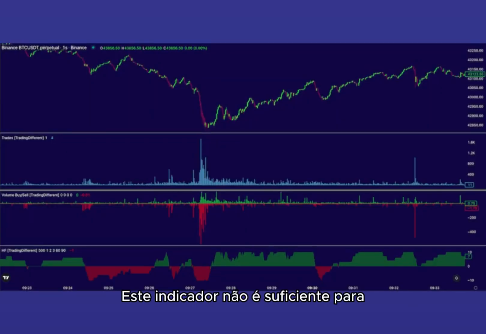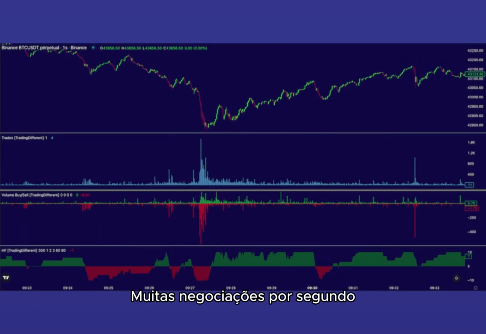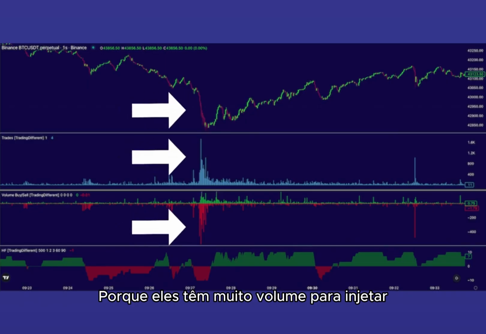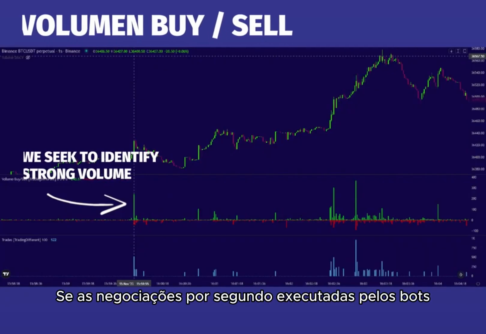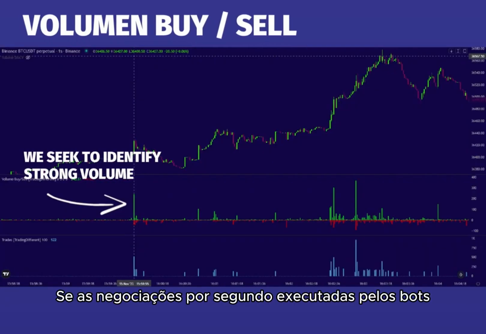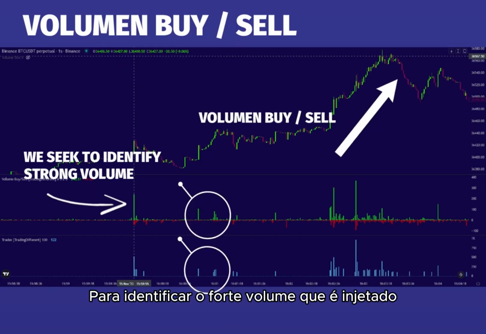This indicator is not enough to interpret the direction in which the high-frequency bots are acting. For this, it is necessary to combine it with the volume, since we know that the bots execute many trades per second, because they have a lot of volume to inject. The buy and sell volume is the key to confirming whether the trades per second executed by the bots will be successful or not. Here what we are looking for is to be able to identify the strong volume that is injected into the market.